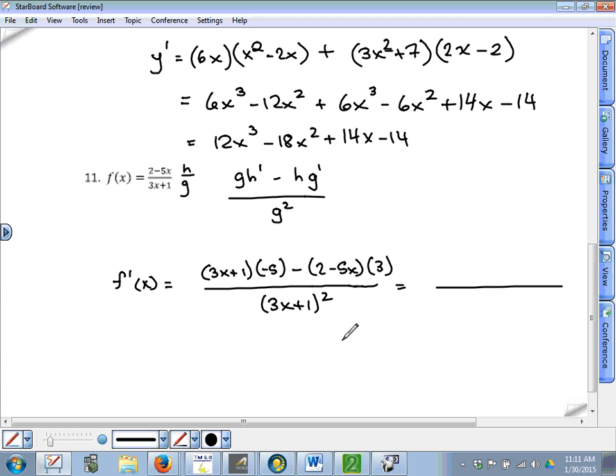Let me simplify. So this is negative 15x minus 5 minus 6 plus 15x. So the 15x's would cancel, and negative 5 minus 6 is negative 11. And you can multiply this out if you want, or you can just leave it as 3x plus 1 squared. I'm not too concerned about that there on the bottom.